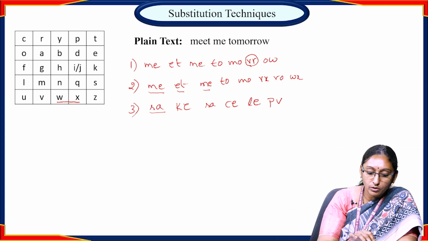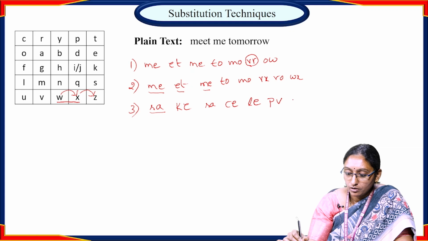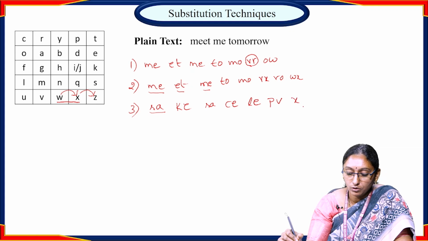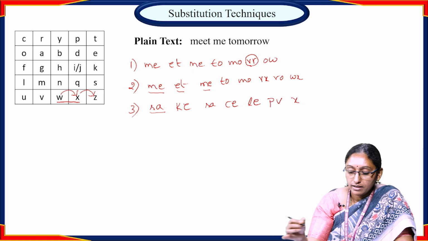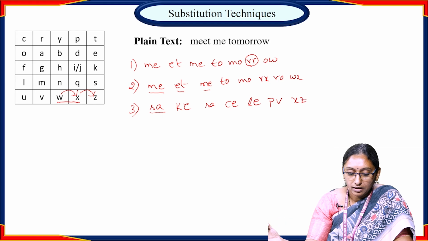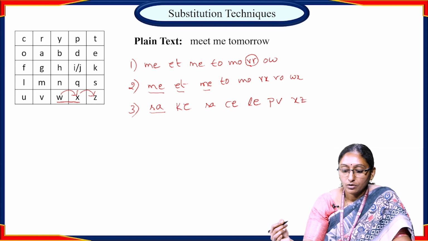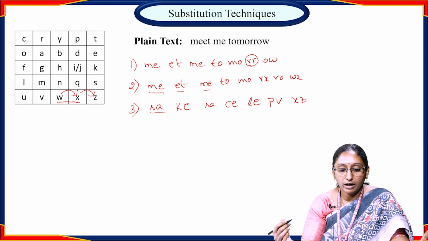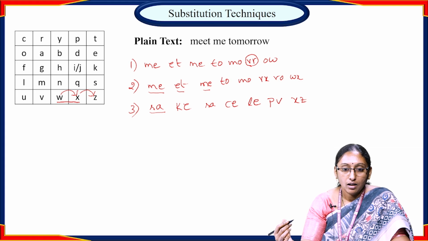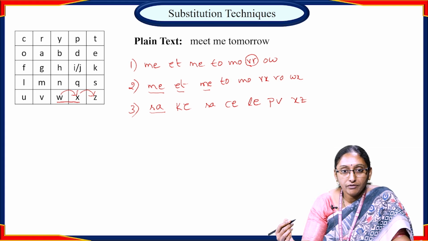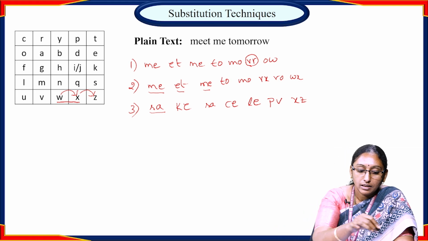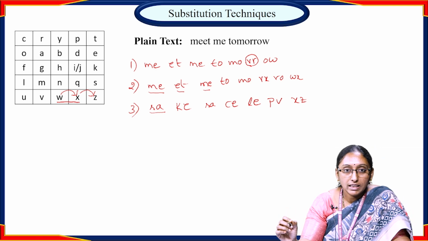That means W is replaced by X, and X is replaced by Z. So instead of W, it is replaced by X. Instead of X, it is replaced by Z. So we can observe three cases to convert these diagrams, or to convert the plain text into ciphertext using this 5x5 matrix. What are the three cases?